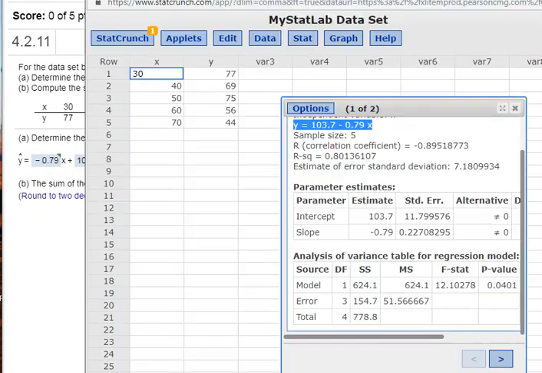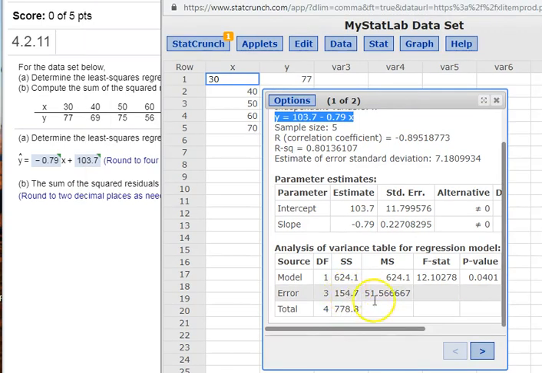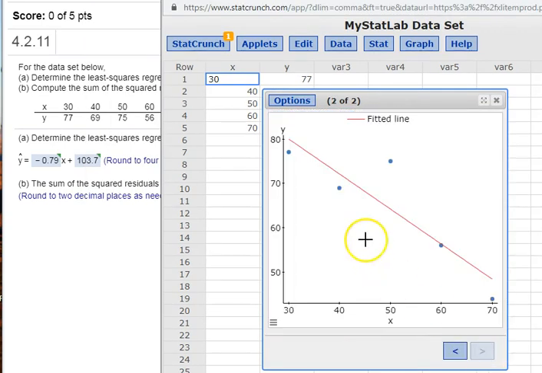And so pulling that back up, SS stands for sum of the squares, and error is our residuals. So this right here, the intersection of that row and that column, that is the sum of the squared residuals that you would want to input for your answer. And so let's take a look at the scatter plot, talking about the residuals.